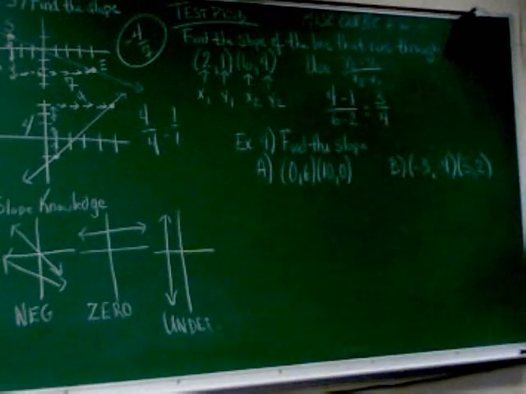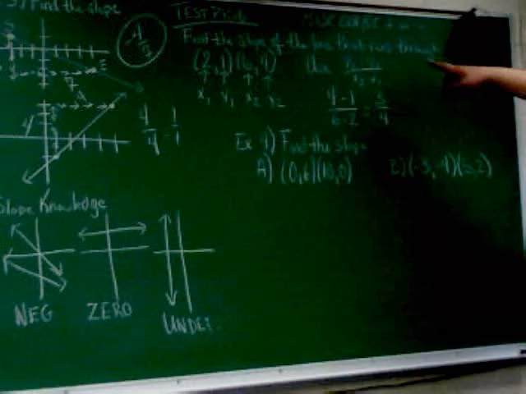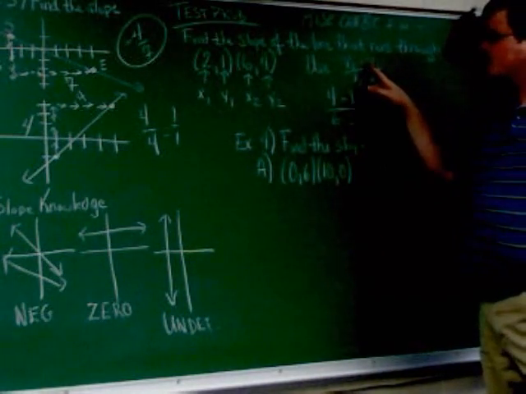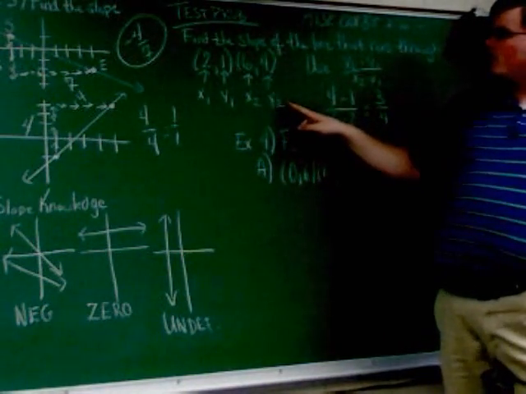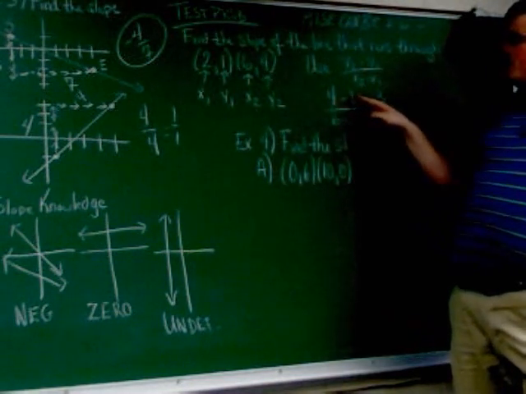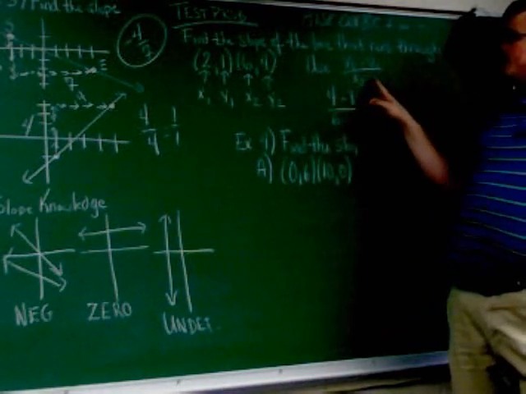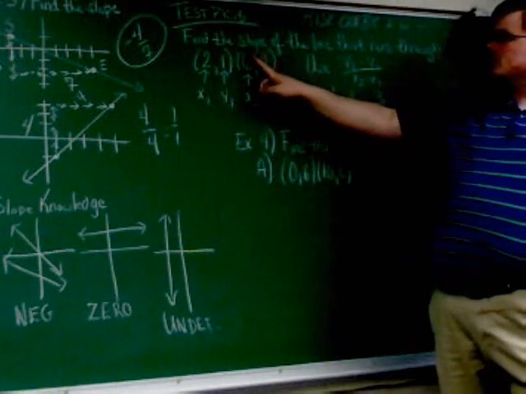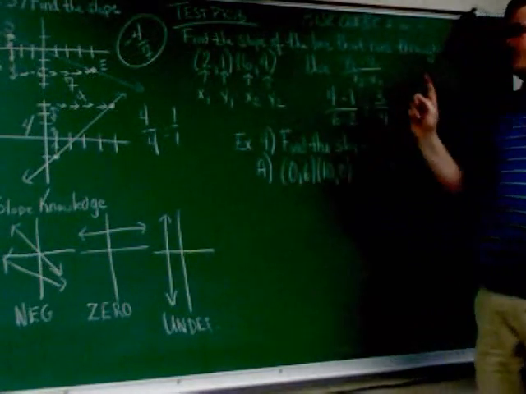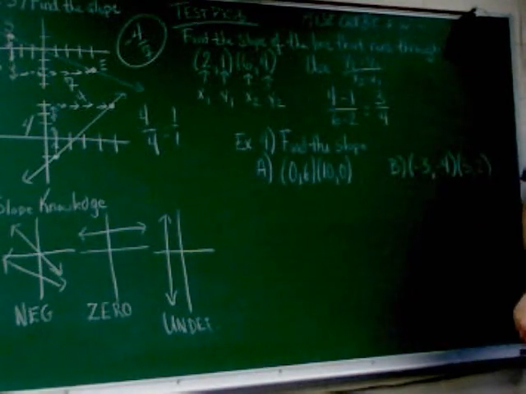The thing that screws people up most with this formula is they like to try and do x first. And that's not the way the formula goes. The formula goes with y first. It's y2 minus y1 on the top. So y2 is 4, and y1 is 1. So you've got 4 minus 1 on the top. The bottom is x2 minus x1. So 6 minus 2 on the bottom. 6 minus 2 is 4. You can see I just came up with 3/4, and that's the slope.